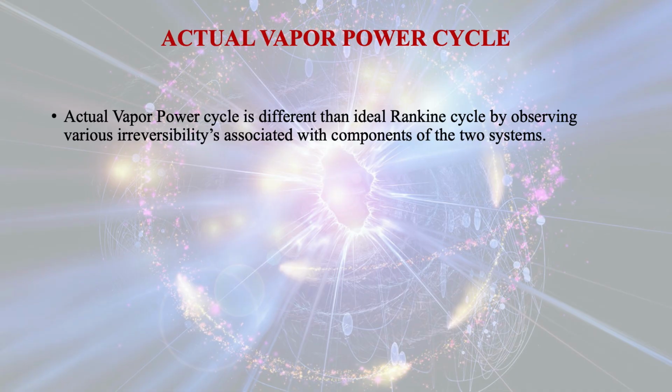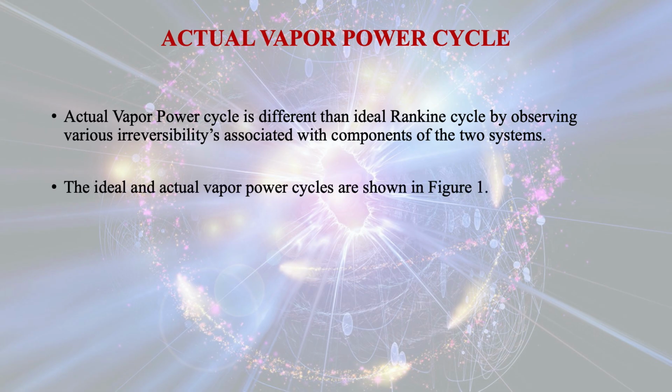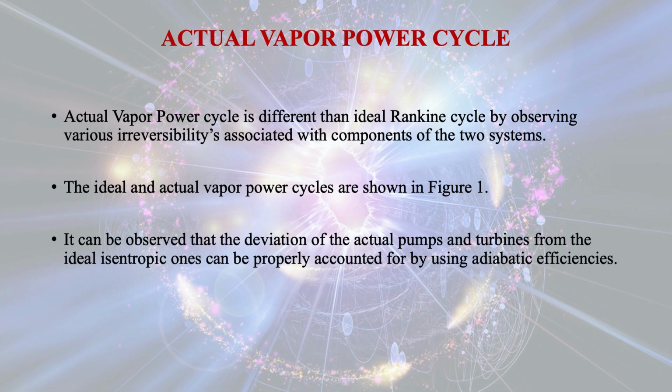Actual vapor power cycle is different from the ideal Rankine cycle owing to various irreversibilities associated with components of the two systems. The ideal and actual vapor power cycles are shown in figure 1. It can be observed that the deviations of actual pumps and turbines from the ideal isentropic ones can be properly accounted for by using adiabatic efficiencies.